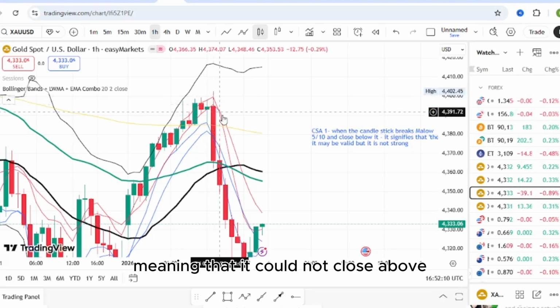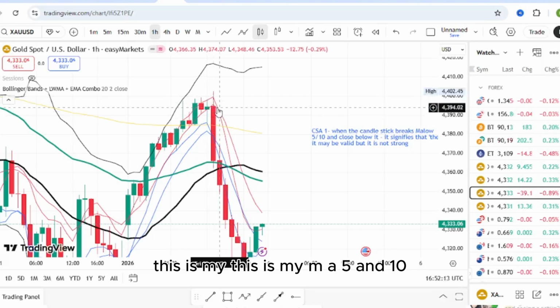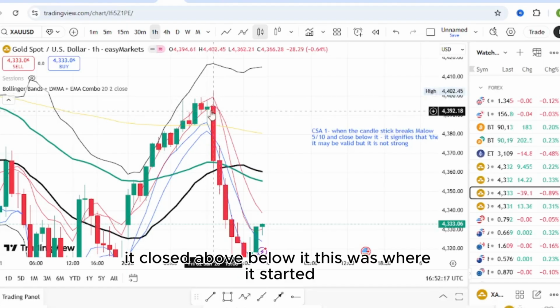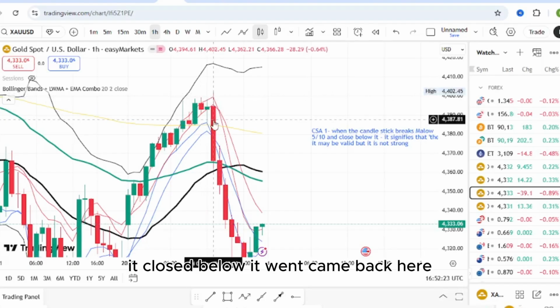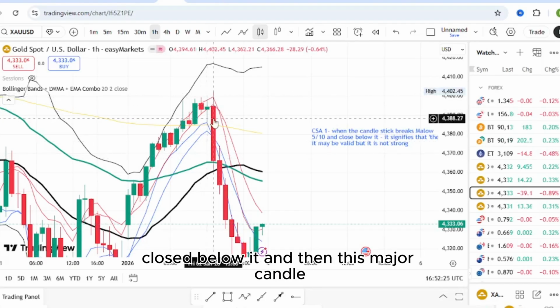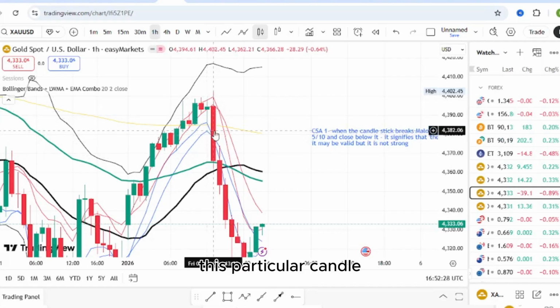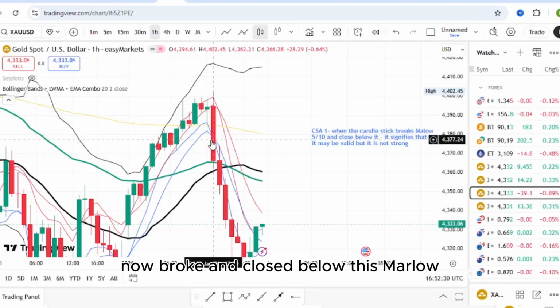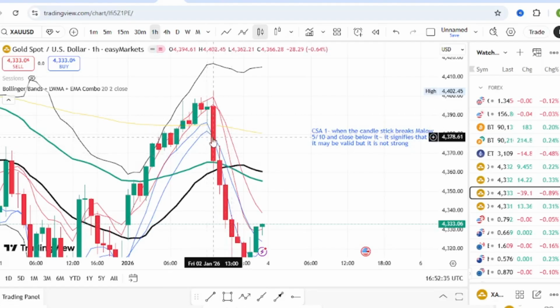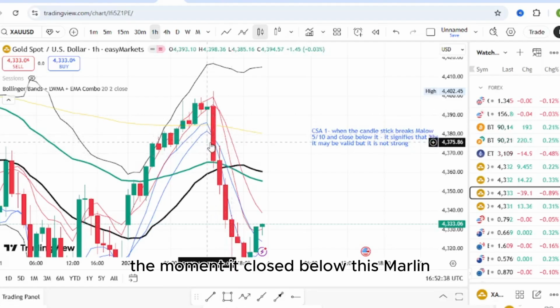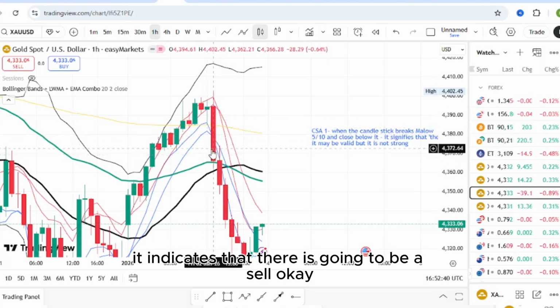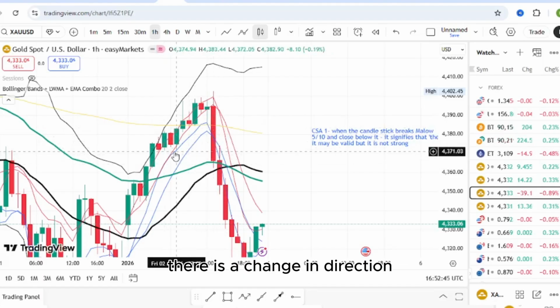This is my MA 5 and 10. It closed below it. This was where it started. It closed below it, came back here, closed below it, and then this major candle broke and closed below this MA low. The moment it closed below this MA low, it indicates that there is going to be a sell. There is a change in direction.